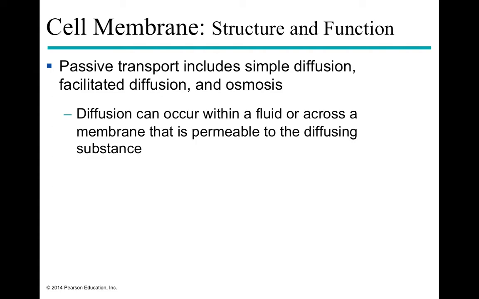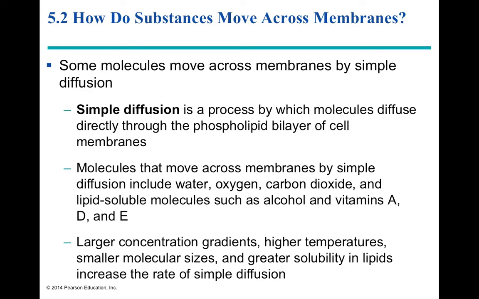So passive transport has three major types. One is simple diffusion, one is facilitated diffusion, and the other is osmosis, which is simple diffusion specifically of water. And as we talked about previously, diffusion is basically just going from high to low, so we had a concentration gradient, and then eventually we're going to end up reaching equilibrium. And that's going to happen across a fluid, or within a fluid, or across a membrane, if the membrane is permeable to whatever that substance is.